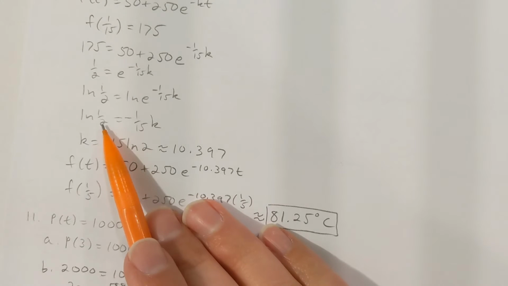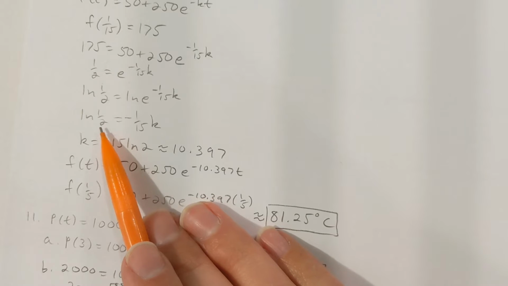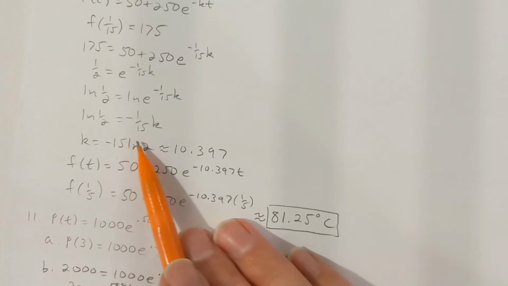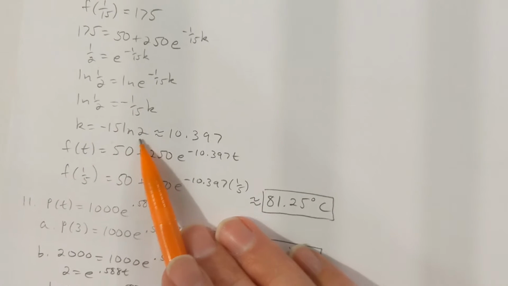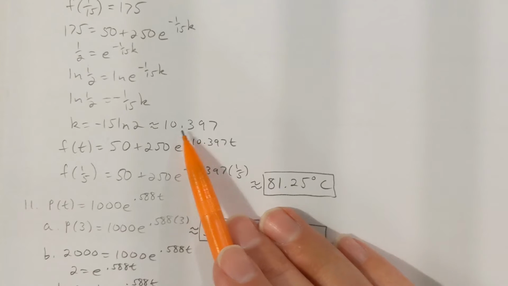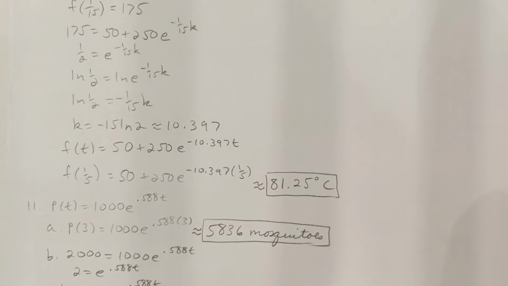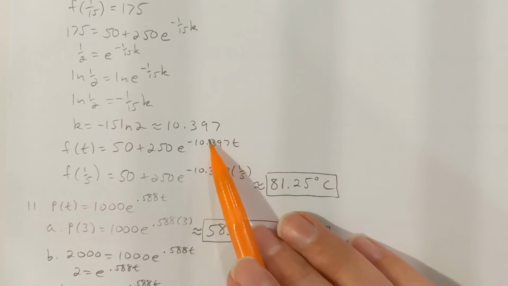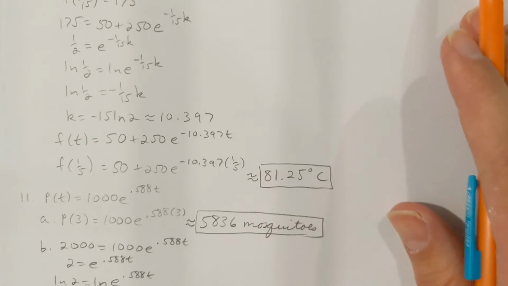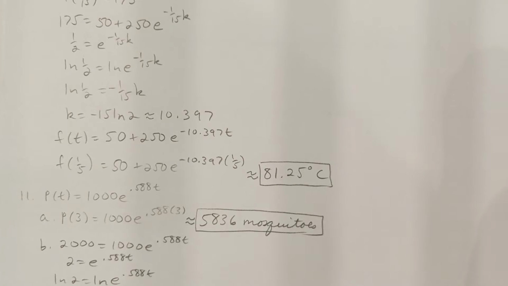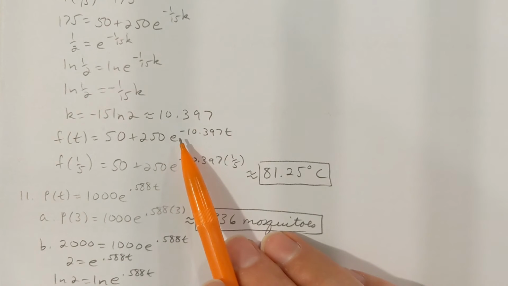Negative 15 times the ln of 1/2. I think I miswrote that. Negative 15 times the ln of 1/2 is roughly 10.397. Okay. Now, k is negative, right? So I need to make sure that I'm still writing this as a negative exponent, since the temperature of the metal is decreasing over time. Now, here's the formula that represents the situation.